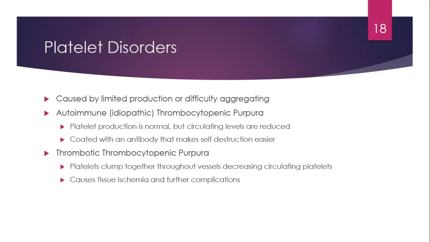Coagulation disorders can include platelet disorders. Oftentimes, this can be an autoimmune disorder, or we used to call this ITP. Now it's more autoimmune thrombocytopenic purpura. Basically, the platelet count is normal, but while it's circulating, it's getting reduced for some reason, and oftentimes your body is destroying it.